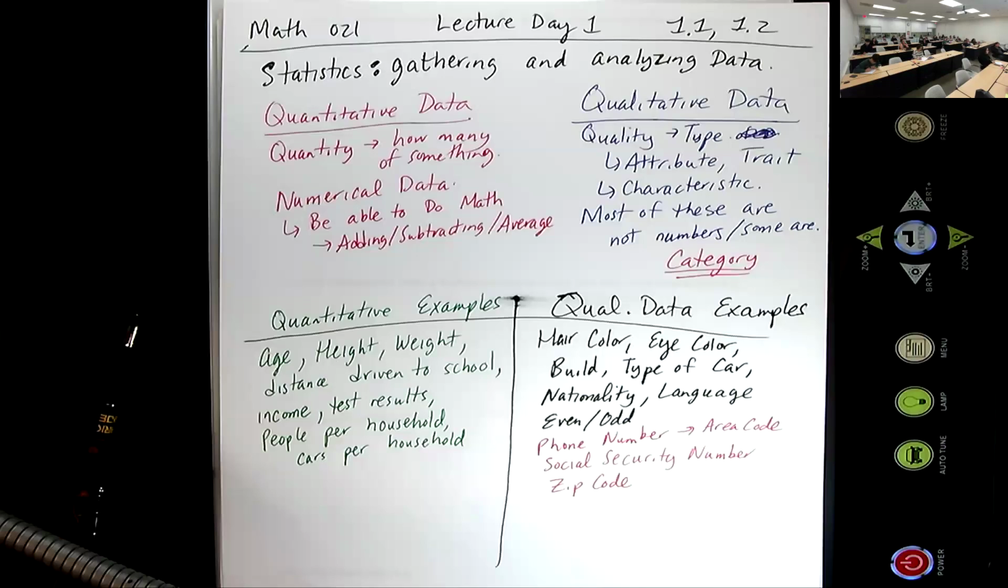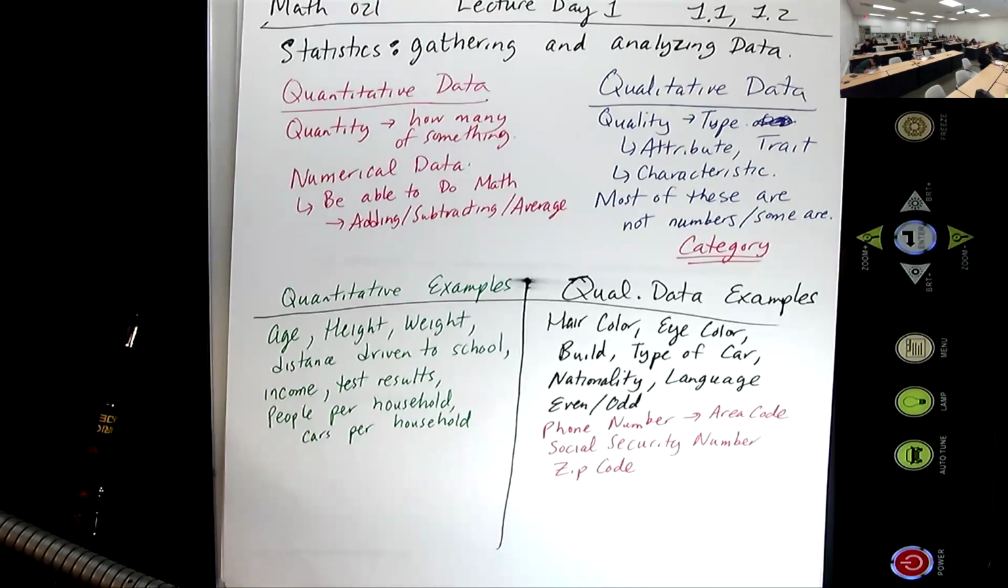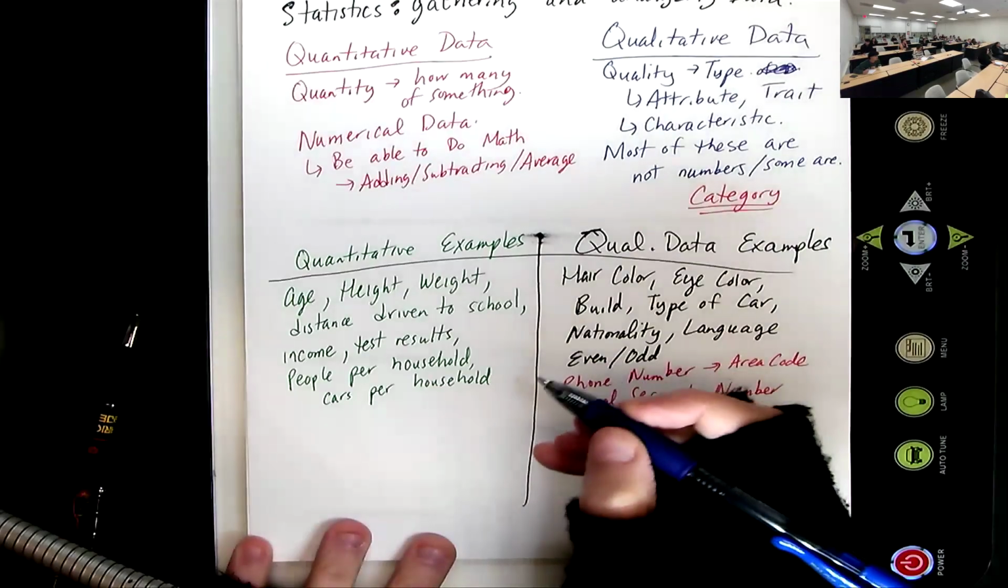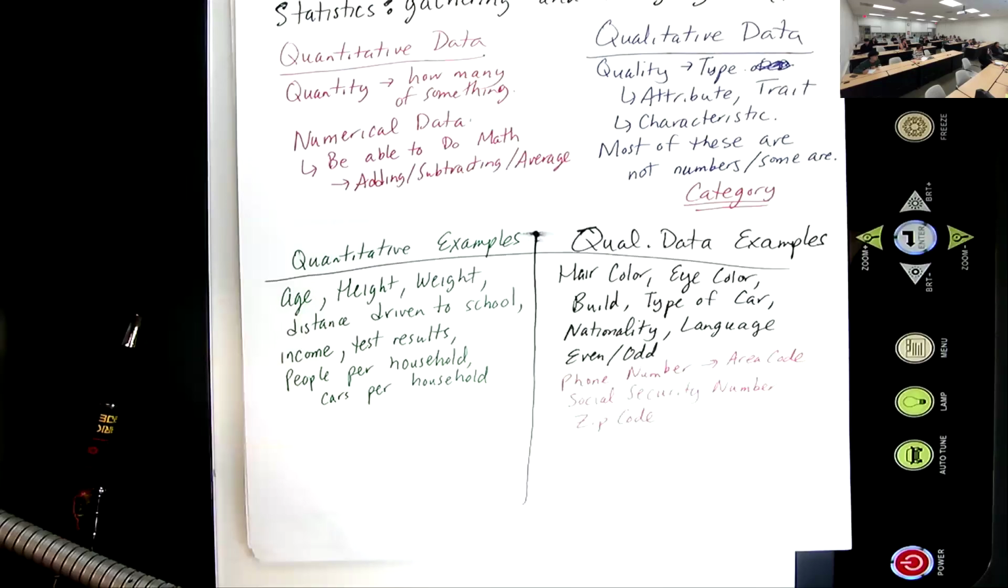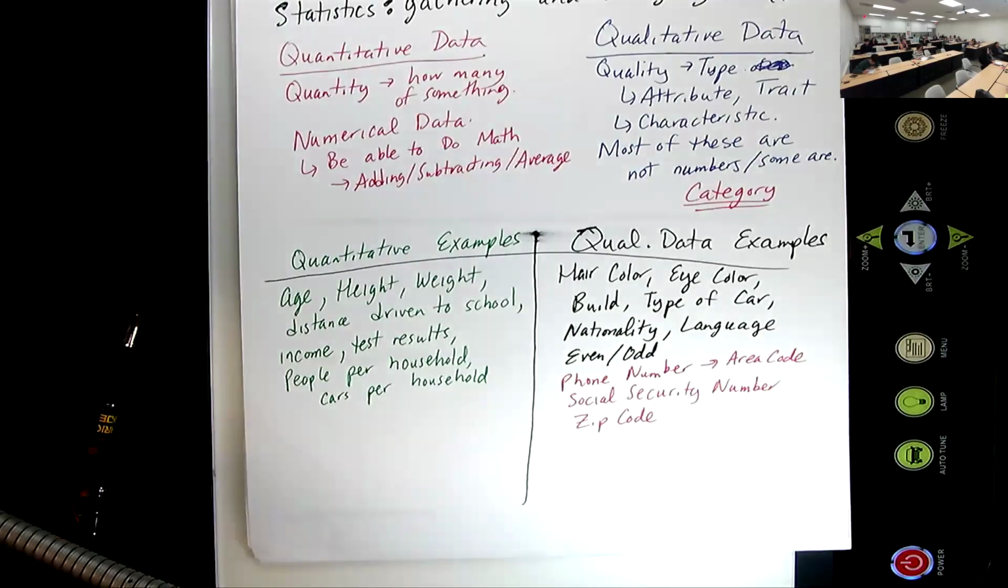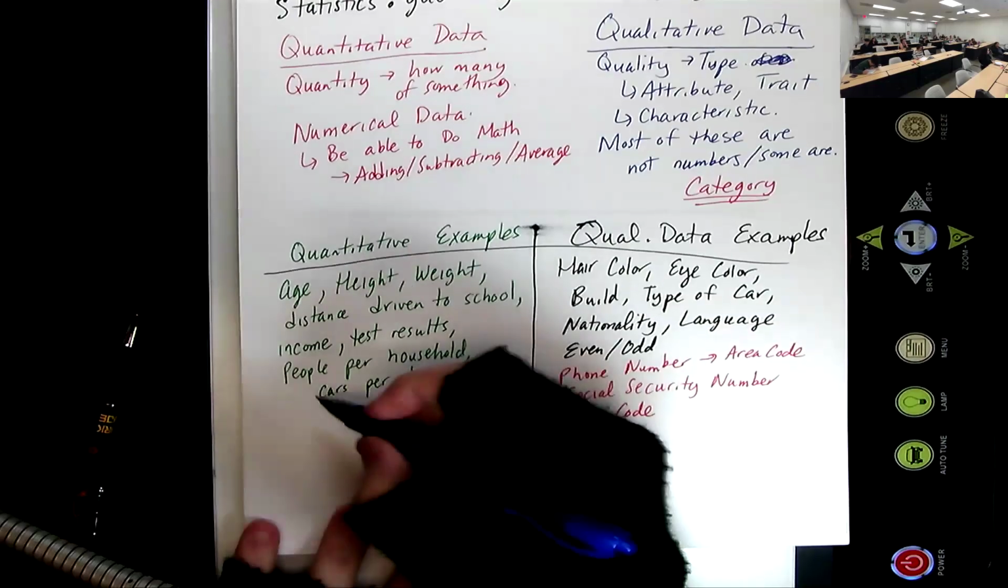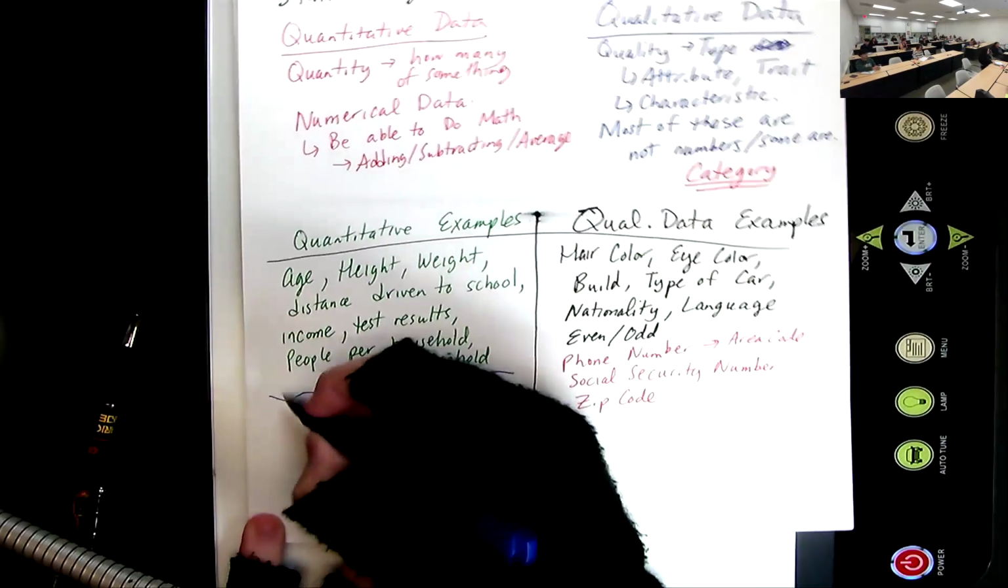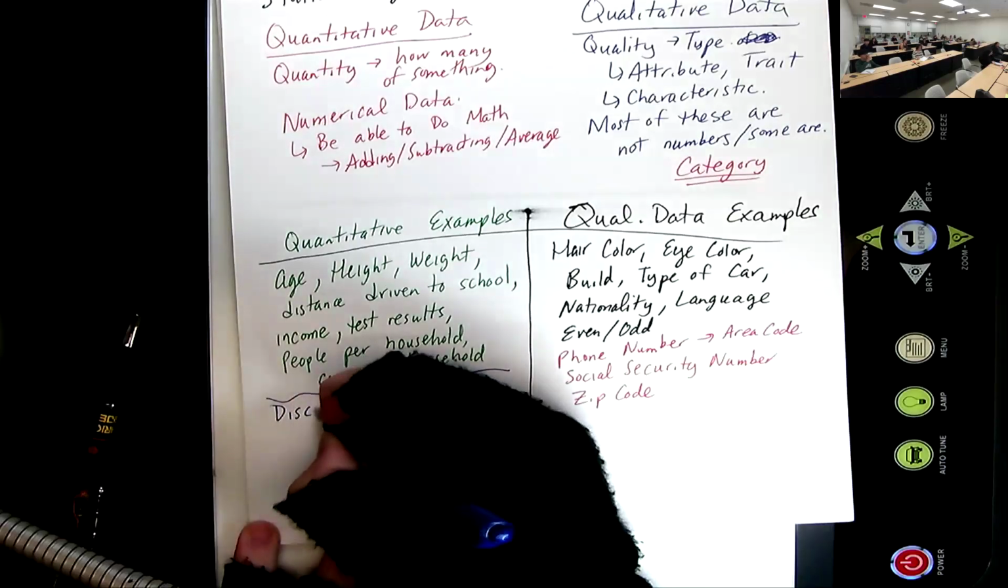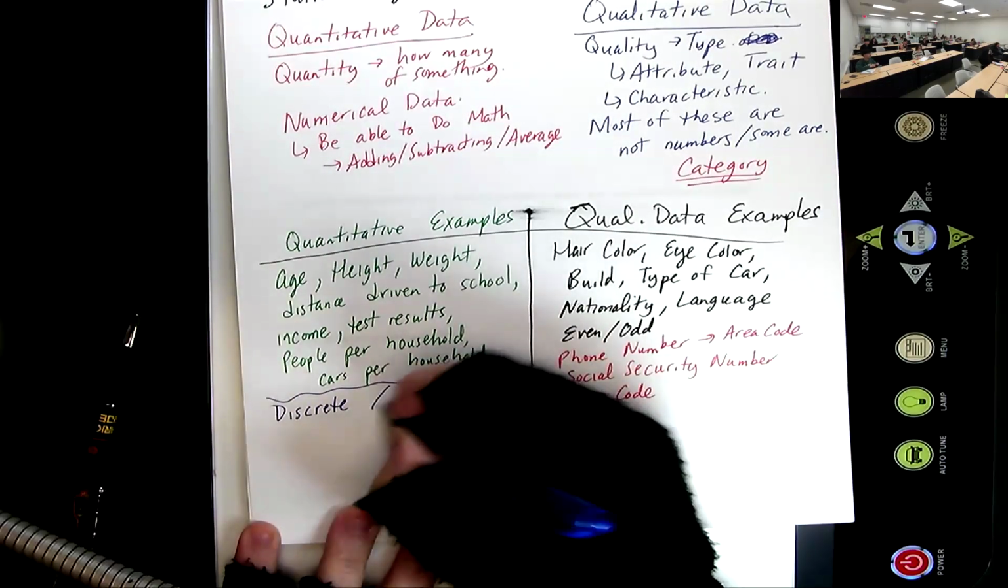So those are the types of data types we have. We can break down quantitative into two more. Quantitative has two subcategories. It can be discrete, or it can be continuous.